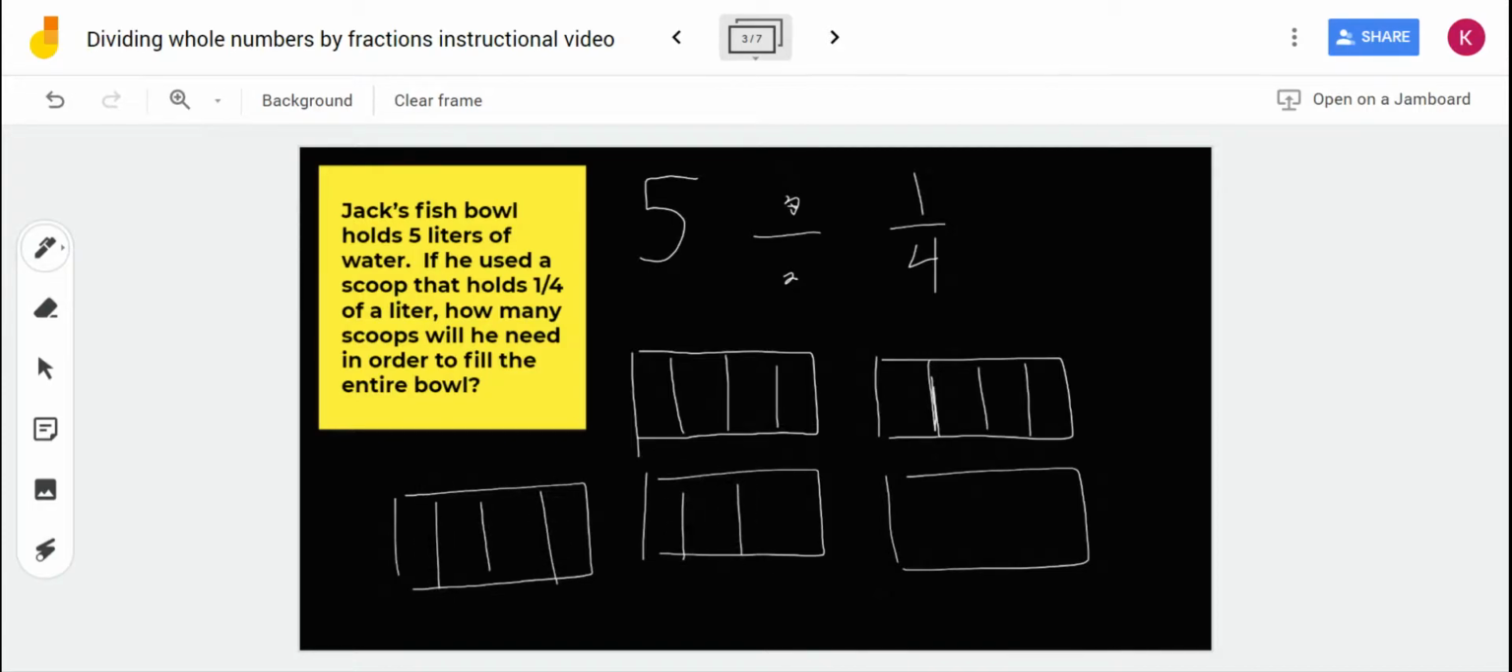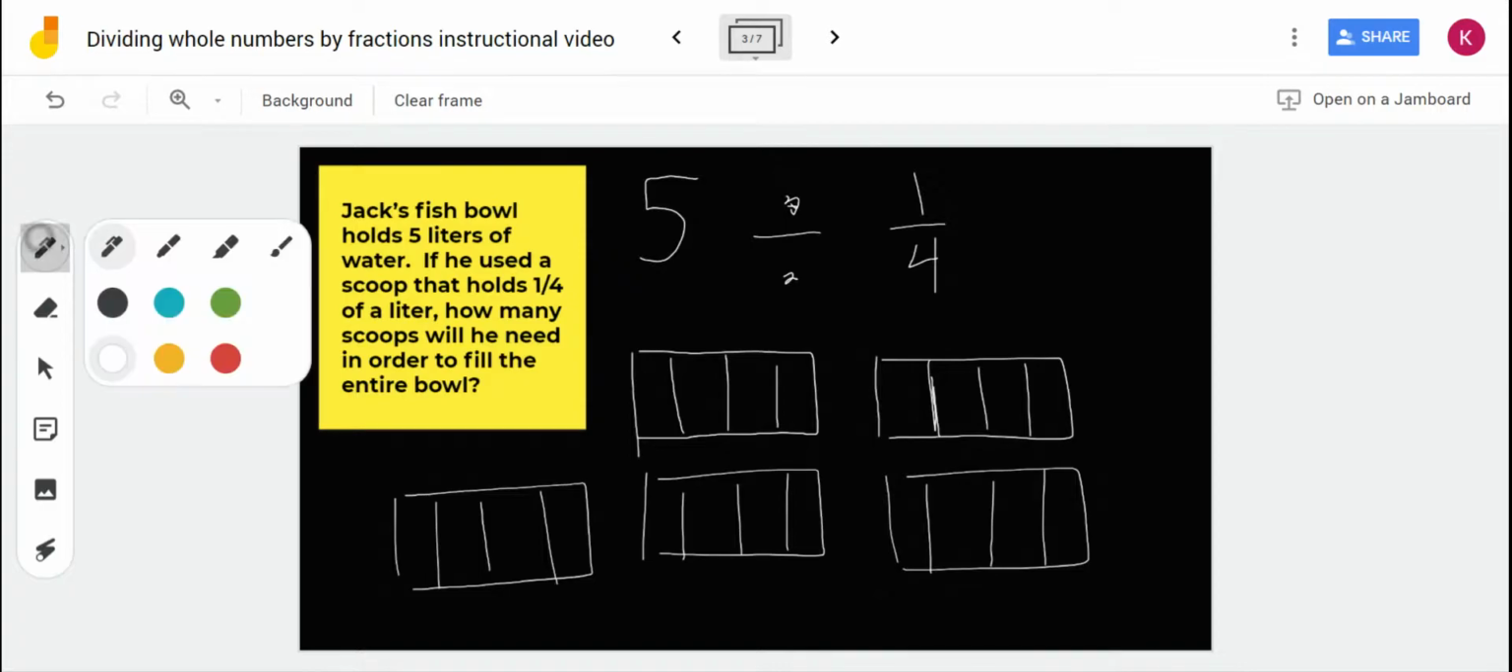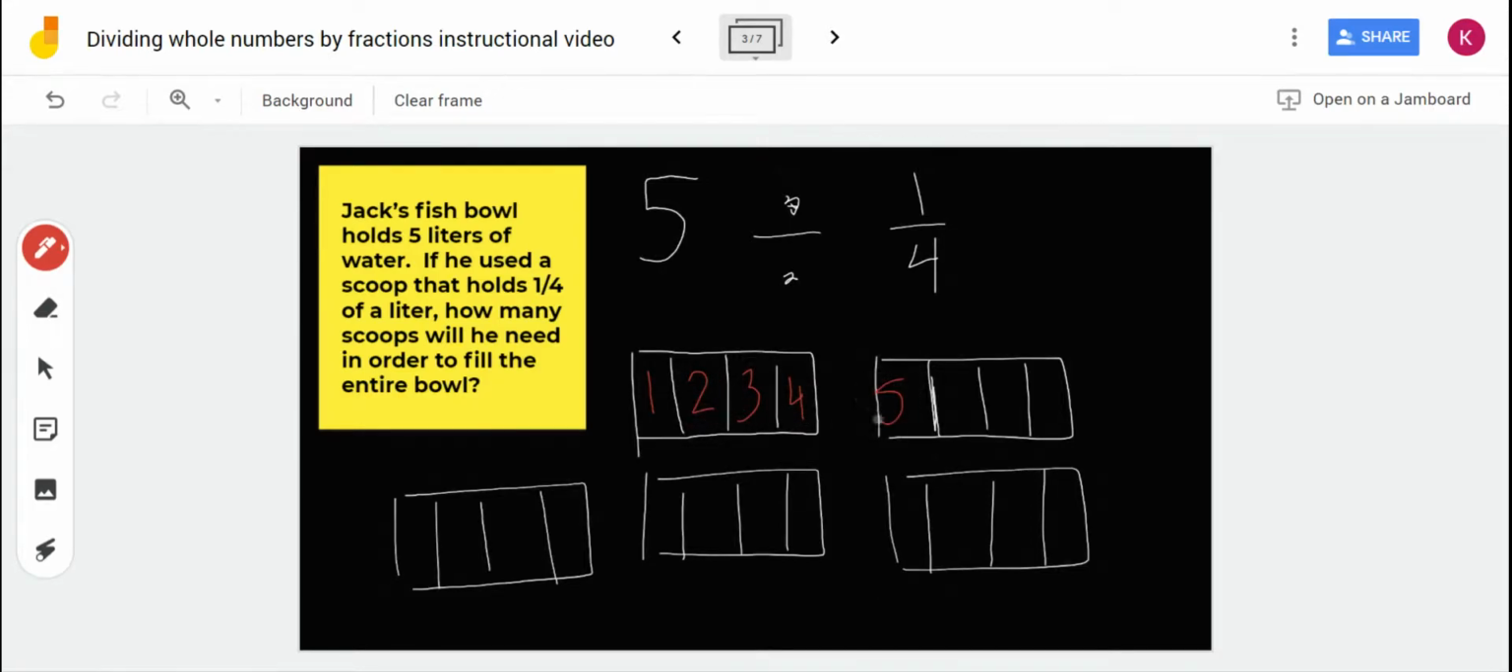And as I'm doing this, I am modeling what my equation says, or my expression says. I have 5 wholes, and I'm dividing each one of those wholes into 1/4. So here, if I want to know how many scoops will he need in order to fill the entire bowl, I need to count each one of these parts. So let's change our color and let's count them. 1, 2, 3, 4, 5, 6, 7, 8.